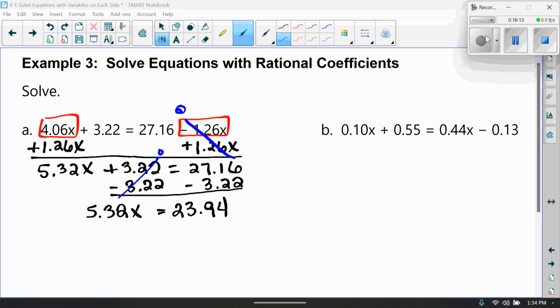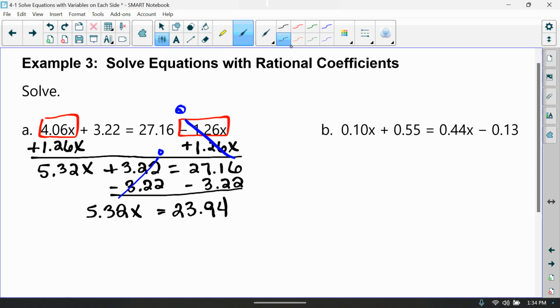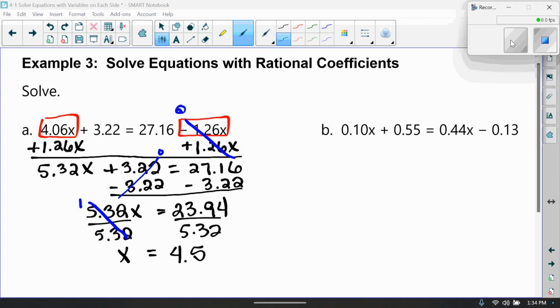Now, you guys, we're going to get the x by itself, we are going to, very good, divide by 5.32 on both sides. So, this is a number divided by itself, that equals 1. And 1 times x is equal to x. And then 23.94 divided by 5.32 is equal to, very good. All right, so you guys do the next one with your table partners, and then I will show you the solution.